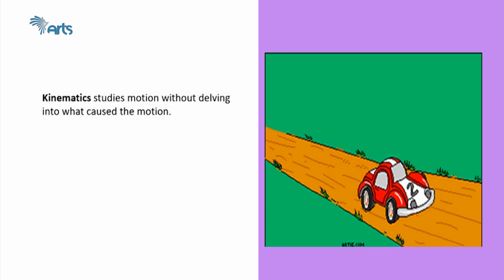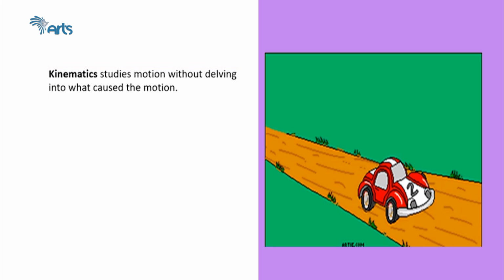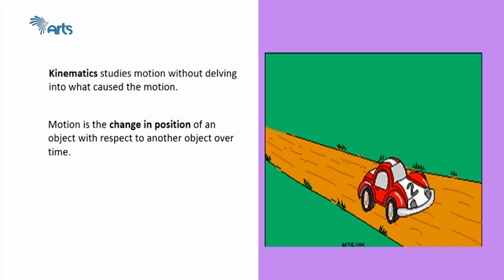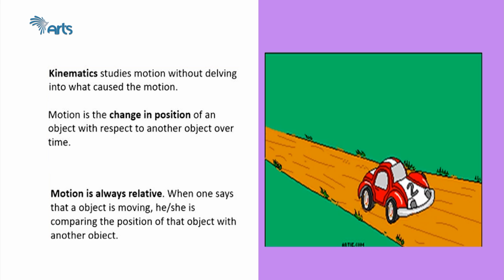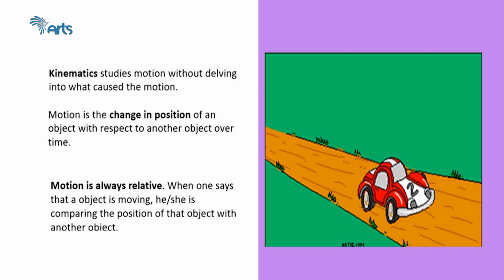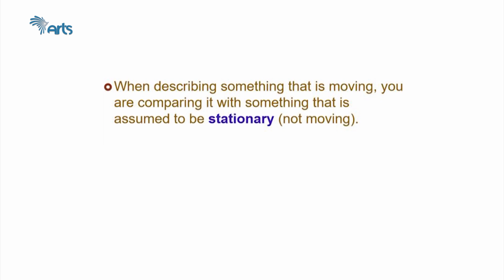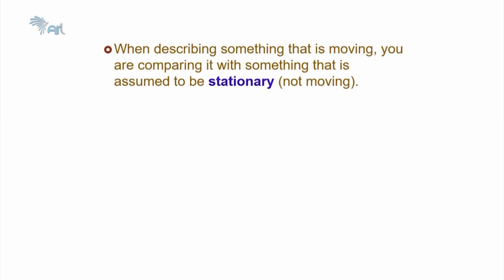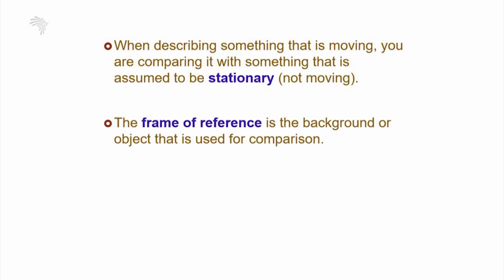So, kinematics studies motion without delving into what caused the motion. And motion is a continuous change in position of an object with respect to another object over time. And this motion is always relative. When one says that an object is moving, he or she is comparing the position of that object with another object. When describing something that is moving, you are comparing it with something that is assumed to be stationary or not moving. The frame of reference is a background or object that is used for comparison.